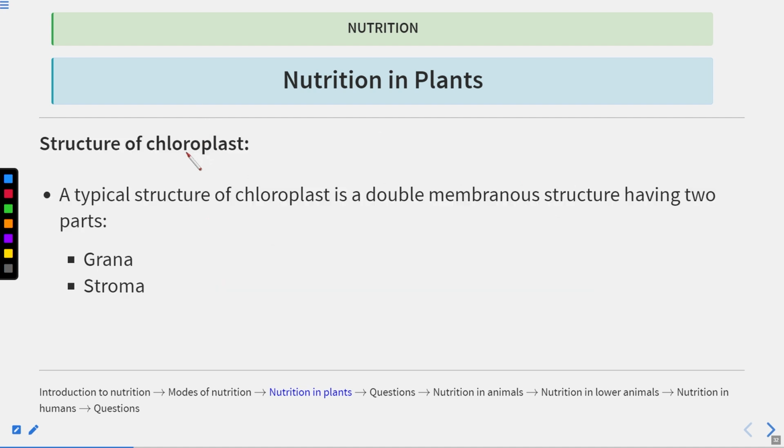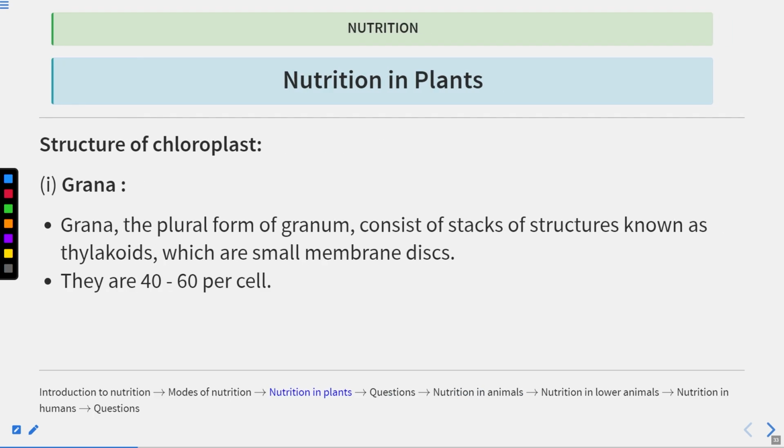Now let's talk about the structure of the chloroplast. This is also very important here. The typical structure of the chloroplast is a double membranous structure. So the chloroplast consists of two membranes, means it is a double membranous structure, and consists of grana and the stroma. These are the two parts of the chloroplast.